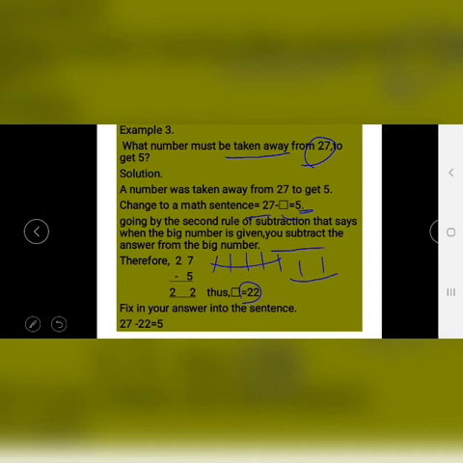You have 27, then your box is what? 22. So I have 27 minus 22. 7 minus 2, I have 5. 2 minus 2, I have nothing. So that's the reason we have what? 5. And that shows that this sentence is also correct.